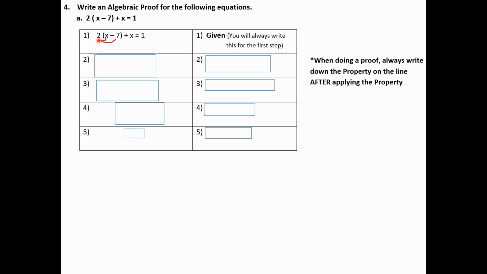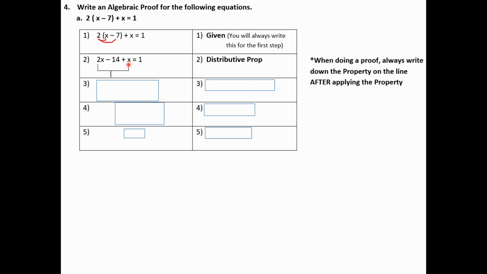You can kind of see I've outlined what the next step is going to be. I'm going to be distributing this 2 into that x minus 7. And so I'm going to get this 2x minus 14, and then the plus x equals 1. That hasn't changed yet. And I'm just naming what I've done in that second column on the right, which is I've applied this distributive property.